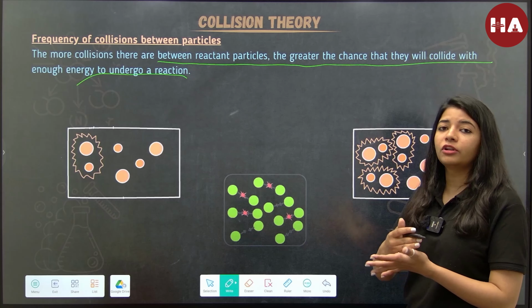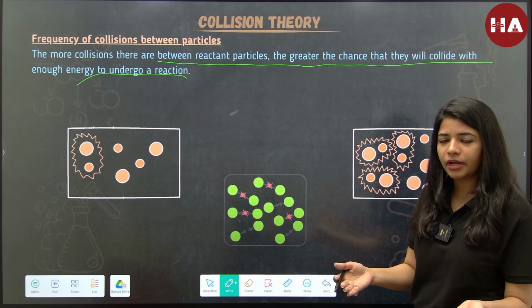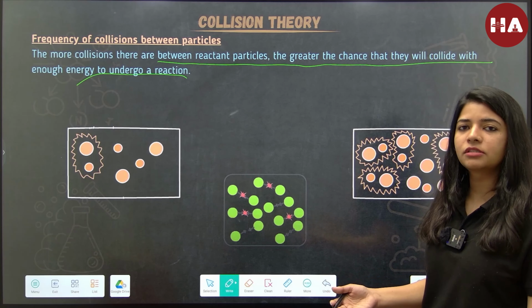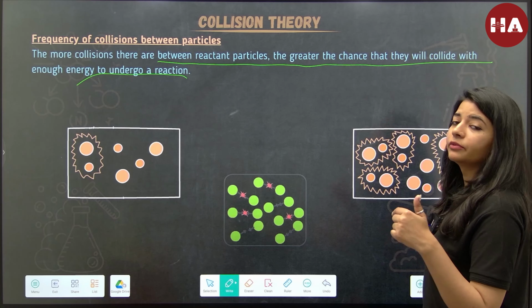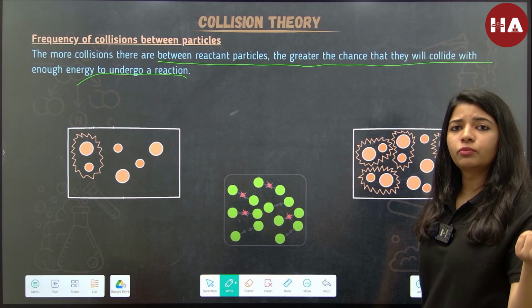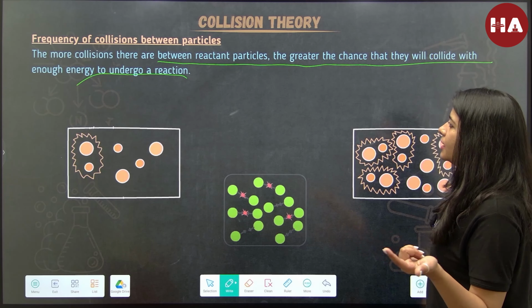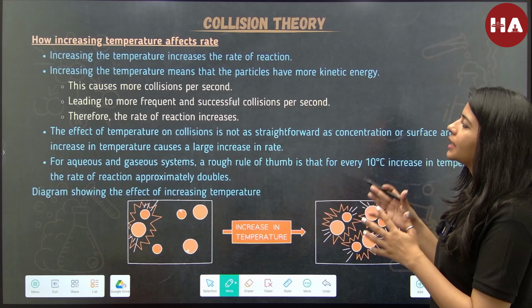As if the collision is taking place at greater number, it means more chance of reactants to have successful collision and thereby getting the rate of reaction to be higher. Okay, next is how increasing temperature affects rate.